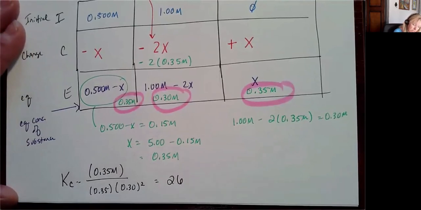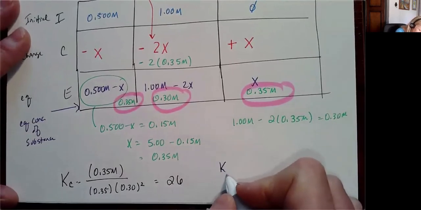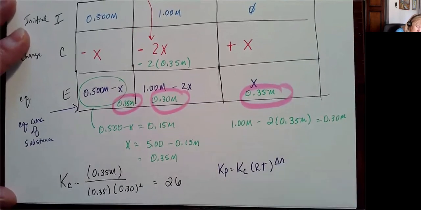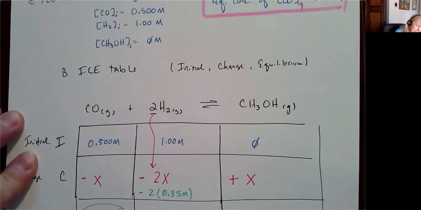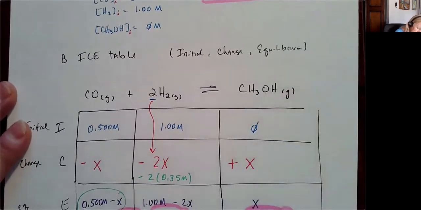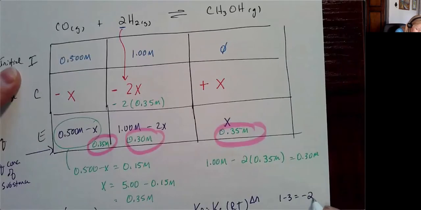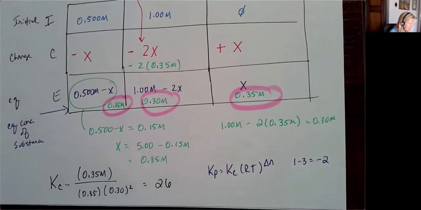Now I could also calculate Kp from here if I wanted to. So Kp equals Kc RT delta N. So if I asked for Kp, I could find delta N first. So delta N is going to go back to my original equation here. Delta N is 1 minus 3, which is going to give me a minus 2. So my delta N would be a minus 2, and then I would plug those in and solve for Kp if I wanted to do that way.